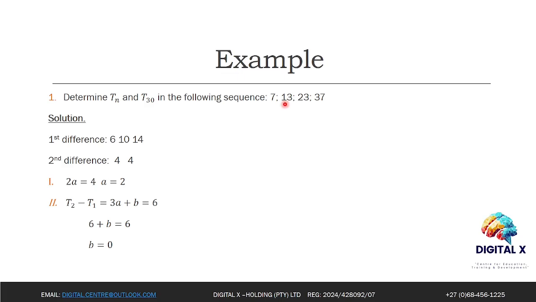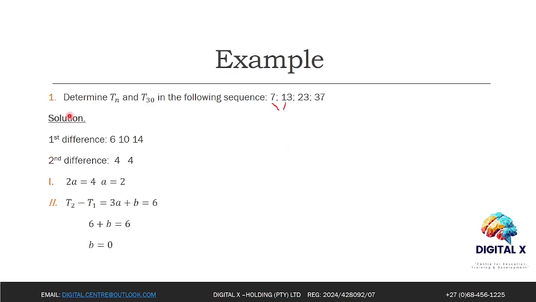So as mentioned, we are requested to determine firstly the general term as well as the 30th term of the sequence, the value of the 30th term of the sequence. And as mentioned, for us to find the general term, we are going to look for both the first and the second constant difference. So everything is written down here.